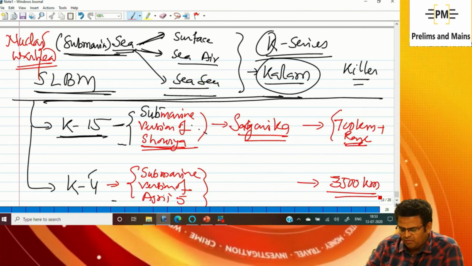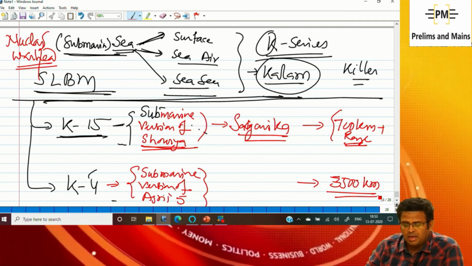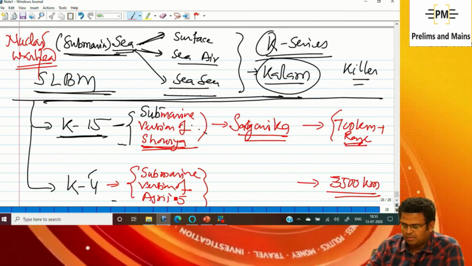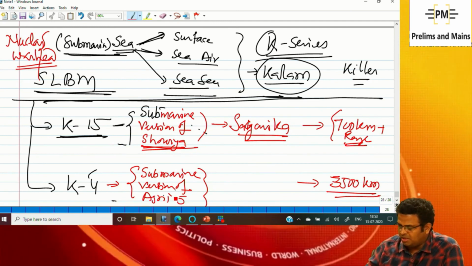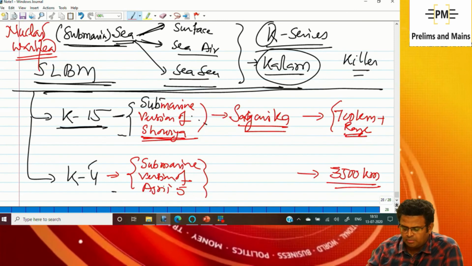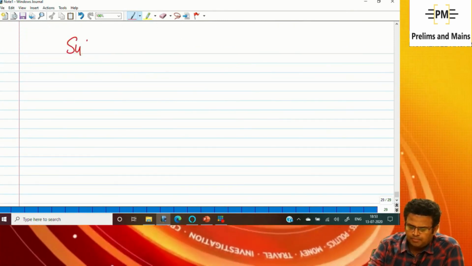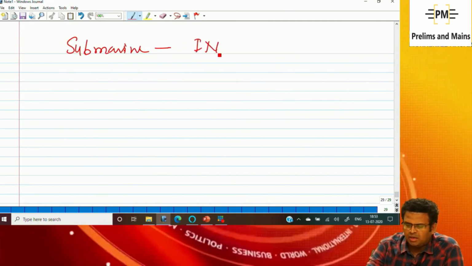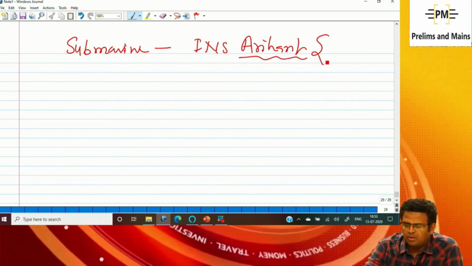You can remember K15 and K4. K15 is known as Sagarika, the submarine version of Saurya, and the submarine version of Agni 5 is K4. And these two are launched from one submarine, and its name is INS Arihant, and it is nuclear powered.